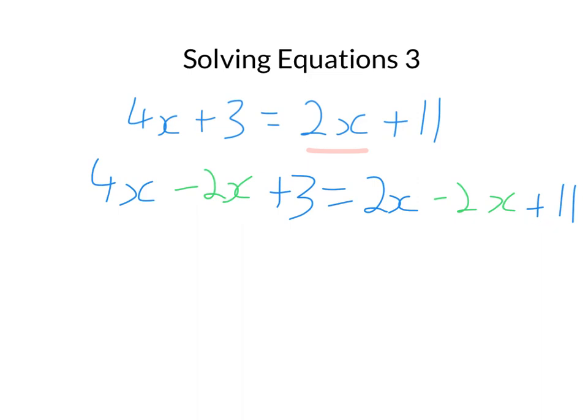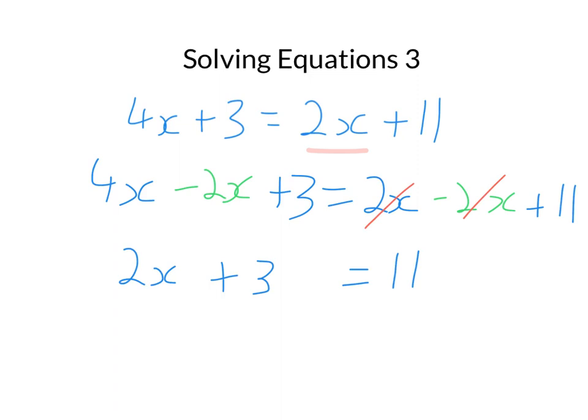On the right hand side, 2x minus 2x will cancel to give us nothing, or 0x. So we'll just be left with 11 on the right hand side. On the left hand side, 4x take away 2x leaves us with 2x, just like 4 take away 2 gives us 2. And we'll keep our 3 as well. Now we've simplified the equation so it looks pretty similar to some ones we've done before. 2x plus 3 is equal to 11.